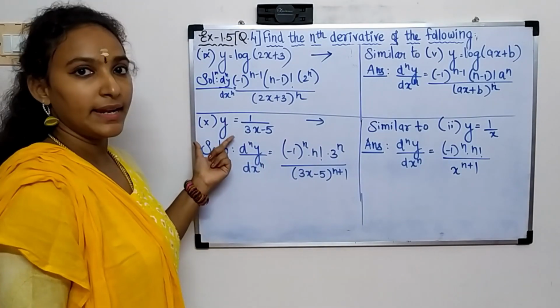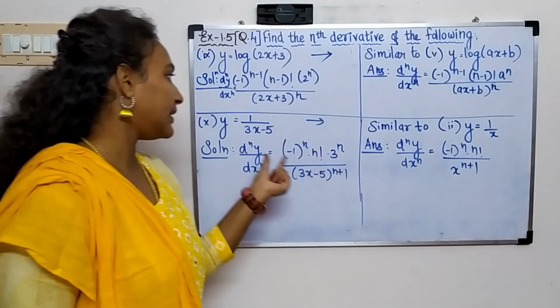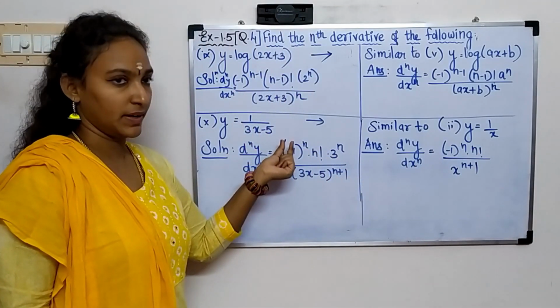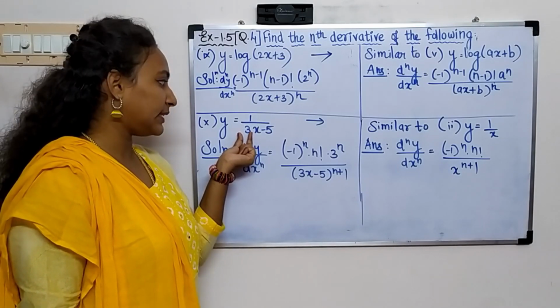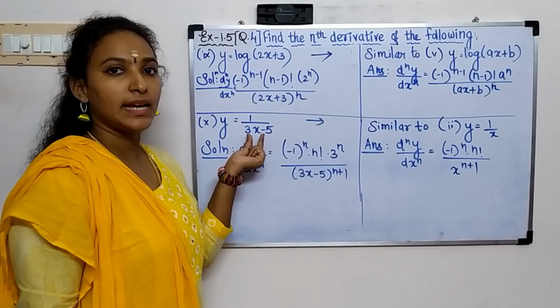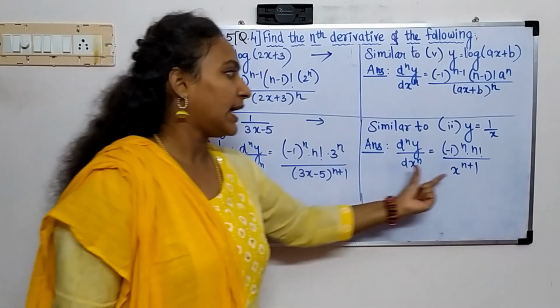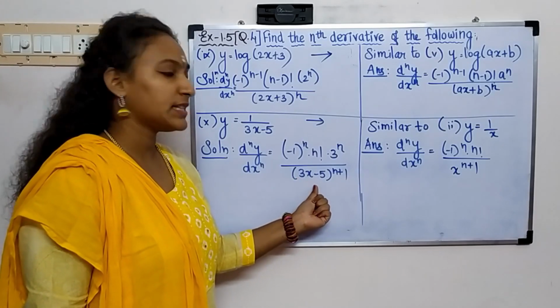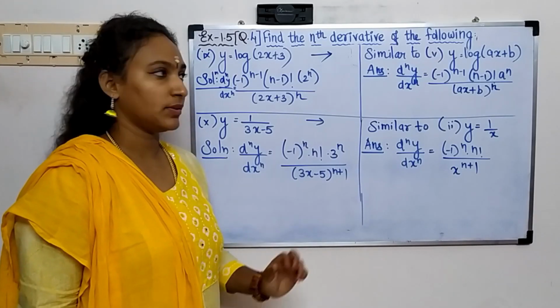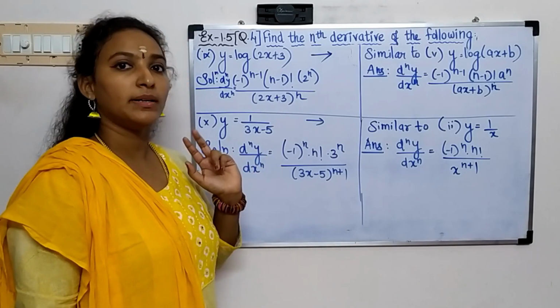Similarly, question number 10 is similar to question number 2. Here it was 1 by x, here it is 1 upon 3x minus 5. Only an extra term will be added, that is the 3, because derivative of 3x is 3, that will become 3 raised to n. Otherwise, everything will be same. In place of x, we have to write 3x minus 5 raised to n plus 1. Okay, try both the problems yourself. Now we will move on to question number 11.